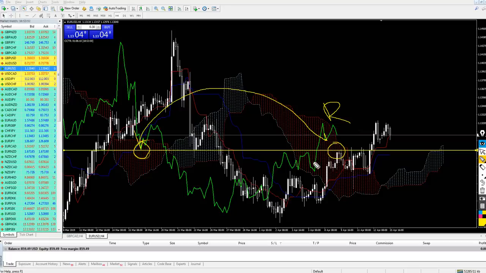And again, applying the hit and run strategy, we can see that entrance here, exit here, because this is the nearest support. So if you enter here and you exit at the nearest support, that could have given you about 25 pips of profit.